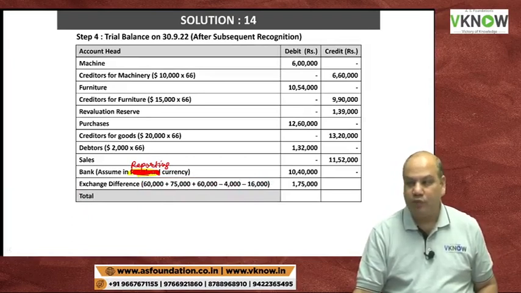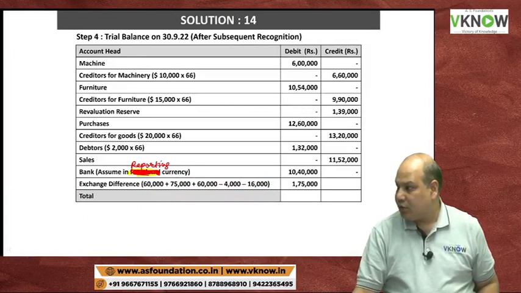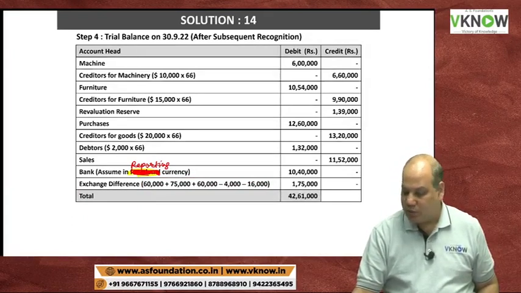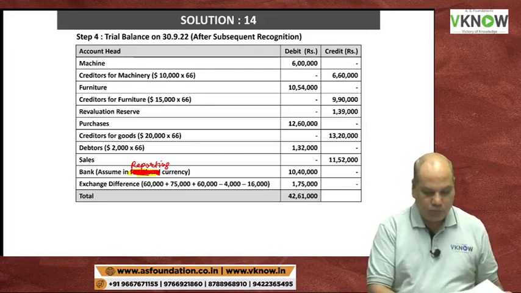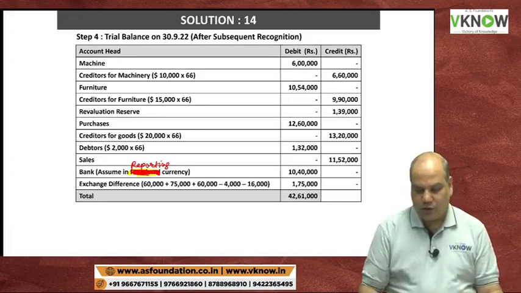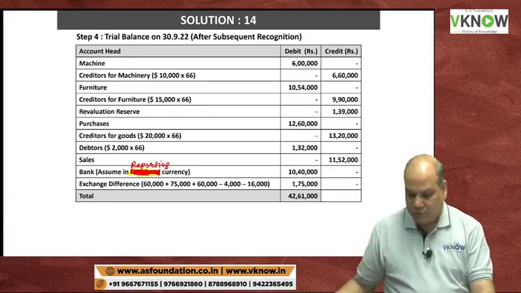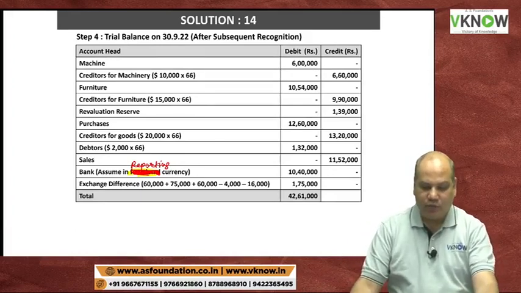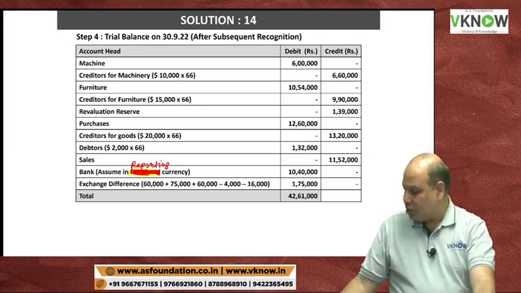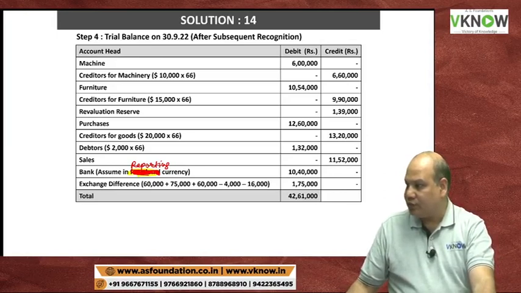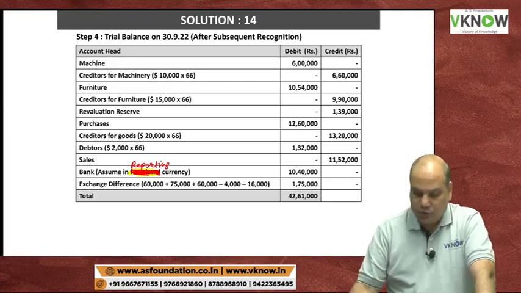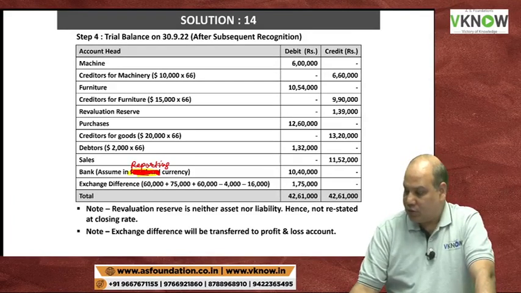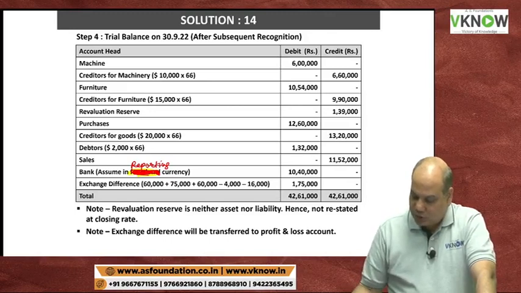Now you tell me the total of the debit side of the trial balance. 42,61,000. Thanga Lakshmi and Surya are right. Total of the credit side of the trial balance: 42,61,000. Sakshi is right. So this answer is over.